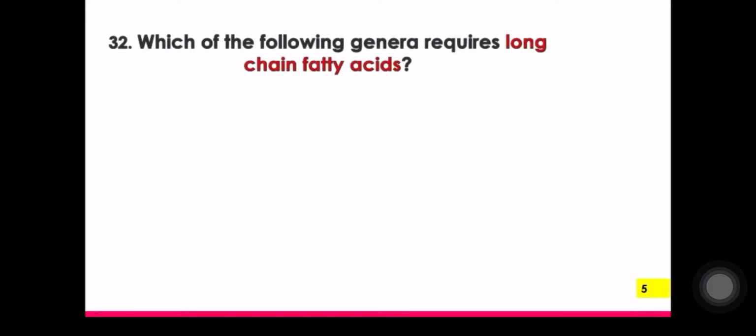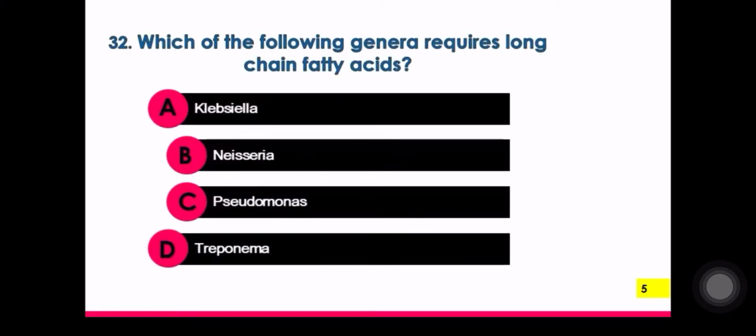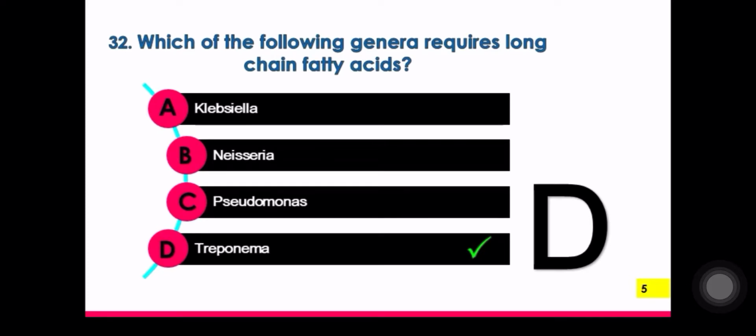Next, for number 32, which of the following genera requires long-chain fatty acids? Choices: is it A. Klebsiella, B. Neisseria, C. Pseudomonas, or D. Treponema? Again, for number 32, we have letter D, Treponema. So, spirochetes can use carbohydrates, amino acids, long-chain fatty acids, or long-chain fatty alcohols as carbon and energy sources.